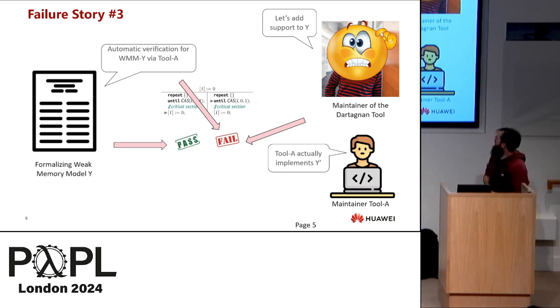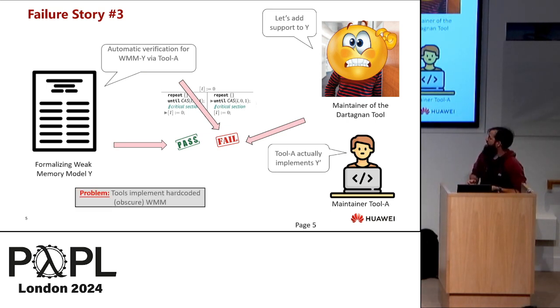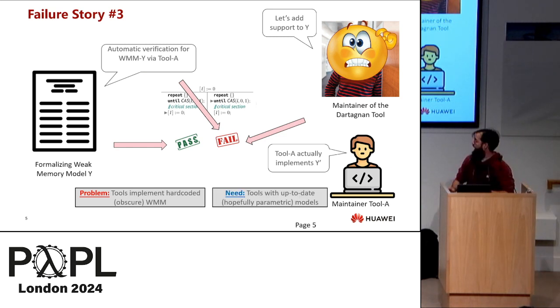So I contacted the maintainer and I said, hey, look, there is this paper, there is your tool, the paper claimed this, but the tool tells me something different. And actually he said, oh yeah, by the way, we are not really implementing this memory model, it's a slight variation of that. So the problem is that there are some tools available, but the memory model is hard-coded in them and sometimes it's obscure. And this is in line with what Luke just said, that we need this kind of parametric support. And this is exactly my need.